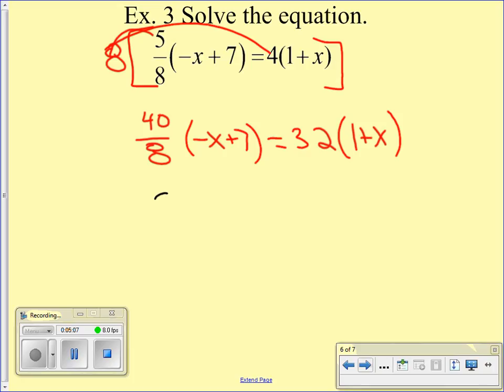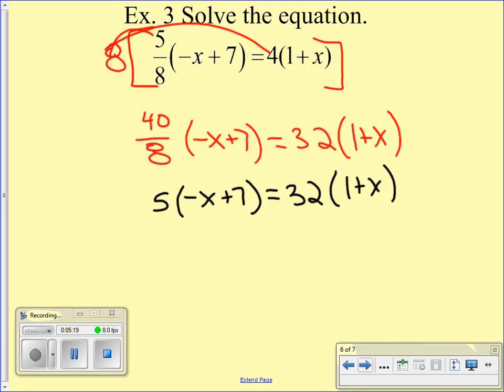40 over 8 is 5. Bring the parentheses down, leaving them alone. Negative x plus 7 equals, the 32 doesn't reduce because it's not a fraction. Bring the parentheses, 1 plus x. Now that we have whole numbers instead of fractions, that is the time to distribute.